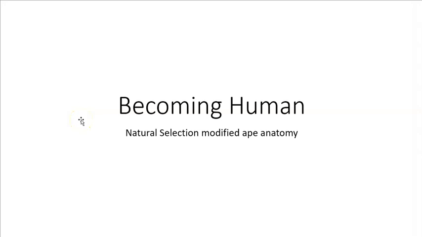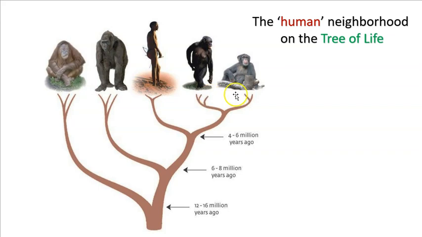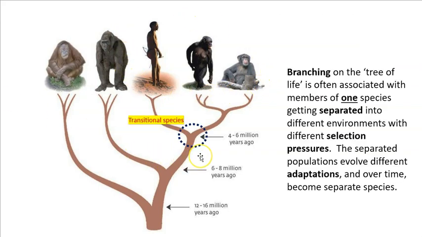In this lesson, we'll continue the journey to becoming human, and we'll focus on how natural selection modified ape anatomy over time. So here's our neighborhood on the tree of life, and we have learned that approximately 6 or 7 million years ago, one ancestral species of ape living in the forest branched into 2 lineages, one of which would lead to the chimps and bonobos, and the other to modern humans.